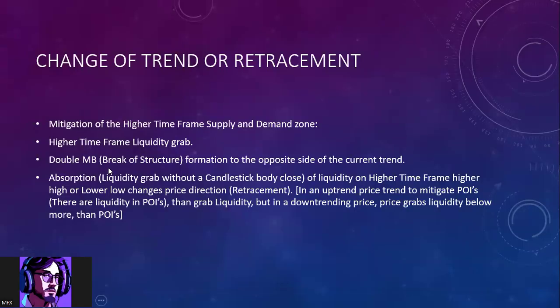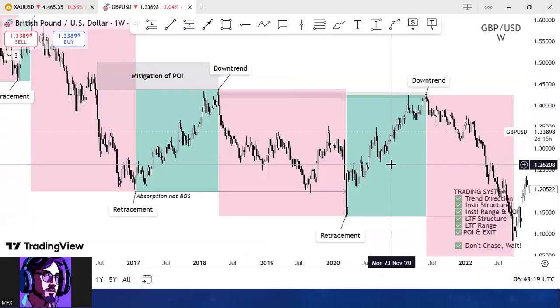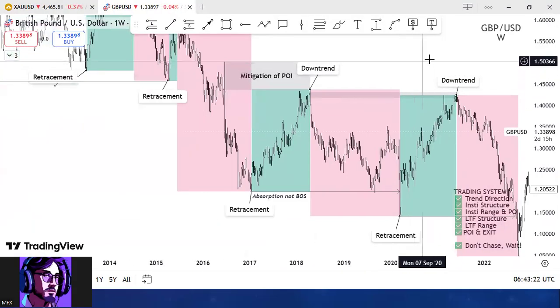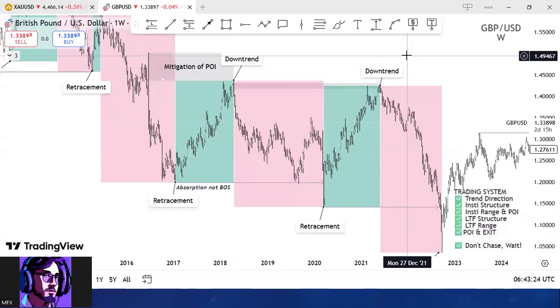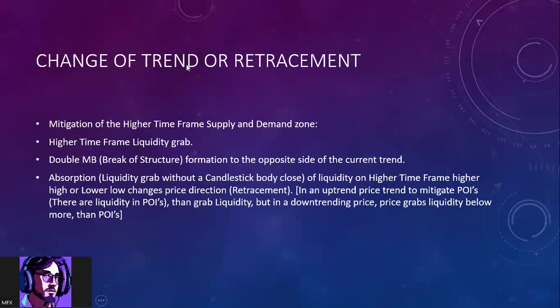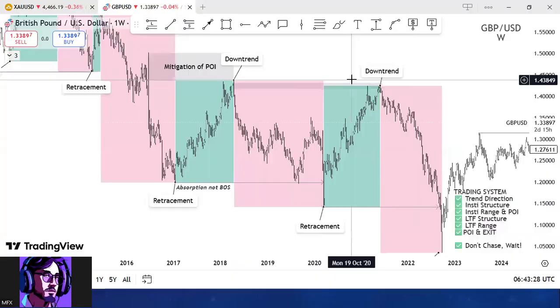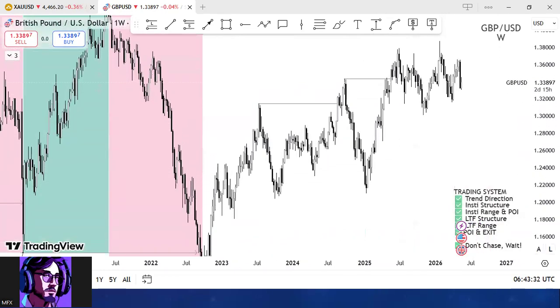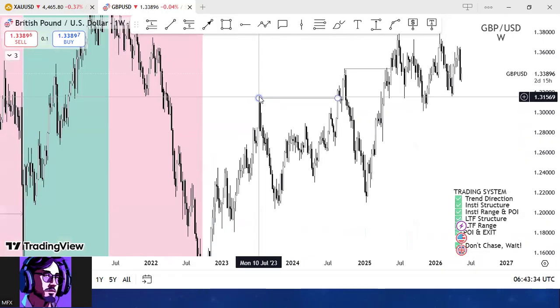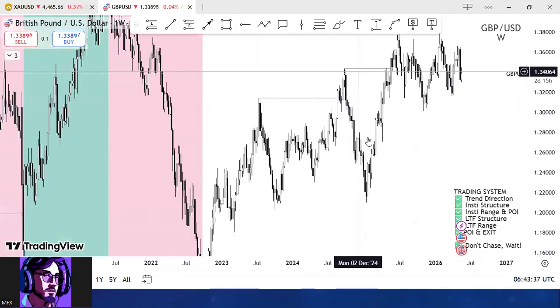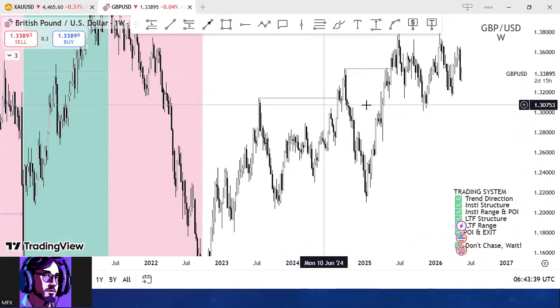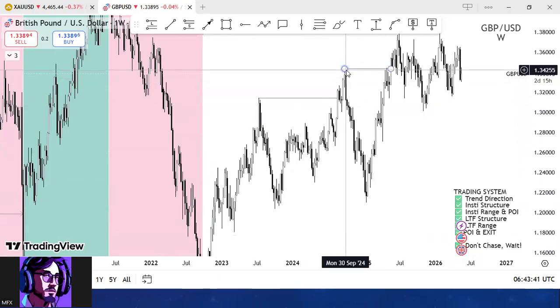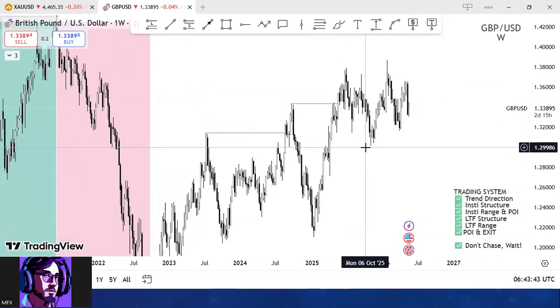So the next we have is double MB, break of structure formation to the opposite side of the current trend. So this also changes price. Okay. Remember, we're talking about change of trend or retracement. This also creates retracement or changes trend. Now, that is what we have here. MB1, MB2, or what we all know as break of structure, BOS, first break of structure, second break of structure.